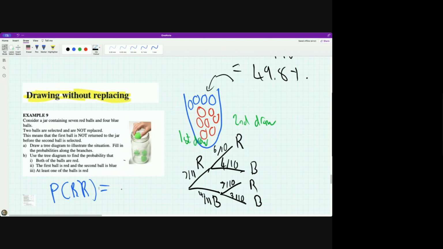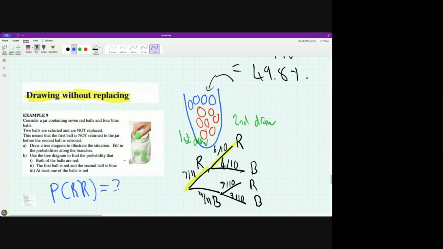What do we think the chance is of getting a red and then a red again? Use your friend, the tree. Trees are your friends. Give the tree a hug. It will help you, I promise. So I look at the pathway that corresponds to choosing the red, and then I look at choosing a red again, and I feel like I've got this.